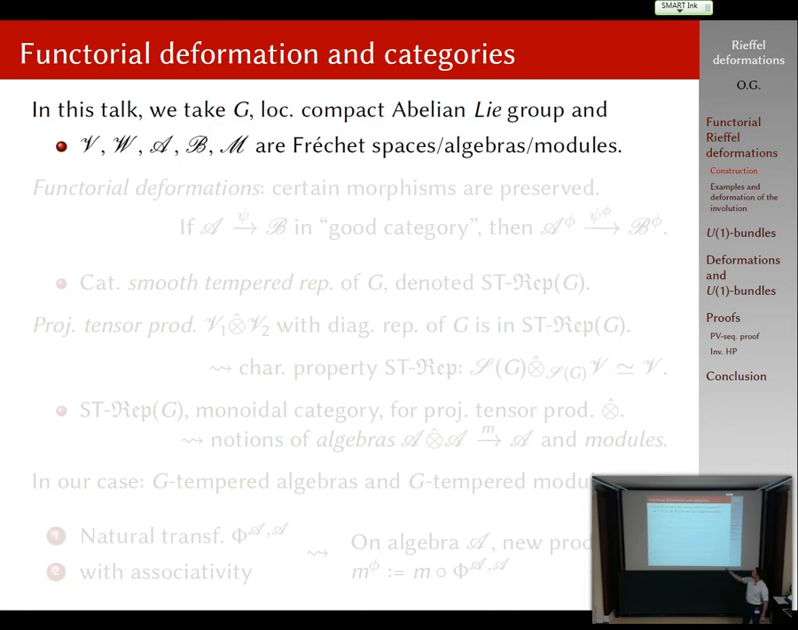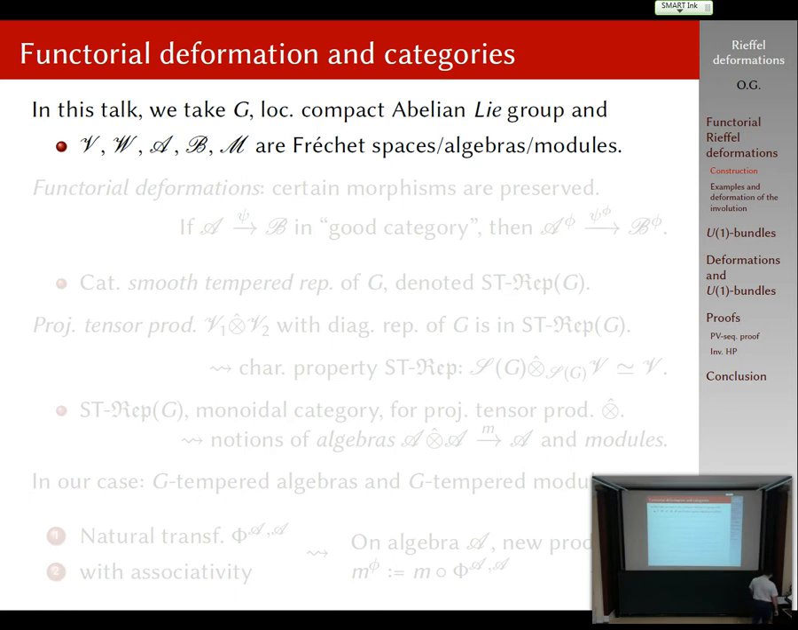In this talk, we consider G a locally compact abelian Lie group. Our paper is actually written for general locally compact abelian groups, no Lie involved. But then you have to work with bornological spaces, and since we want to stick to Fréchet spaces, we'll stay safe and use Lie groups.